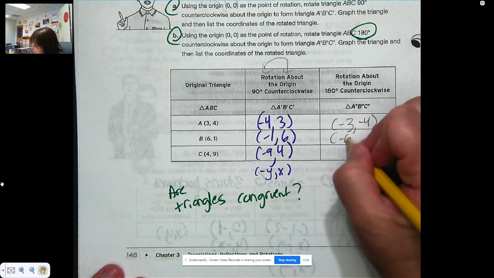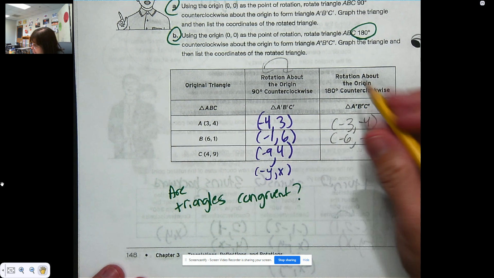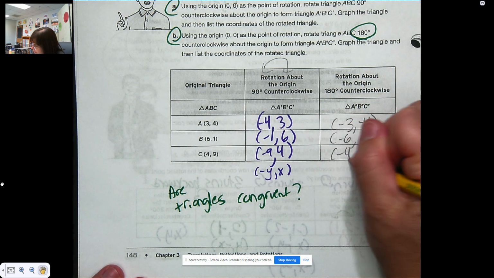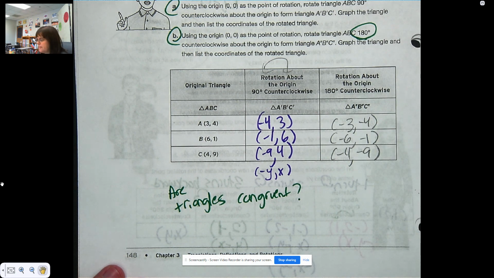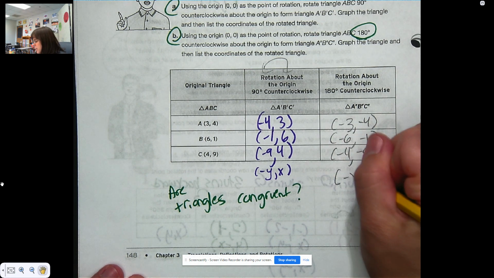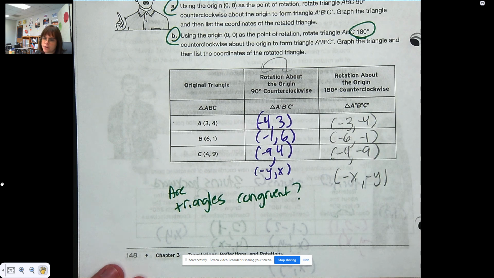This would be -6, -1. And this would be -4, -9. Okay, and your rule would be X and Y both flip their signs, or X and Y are both negative.